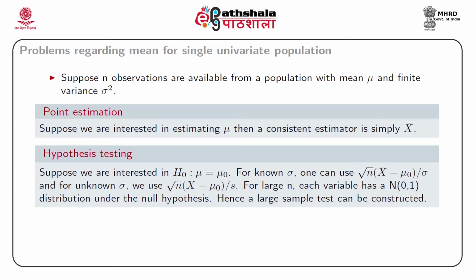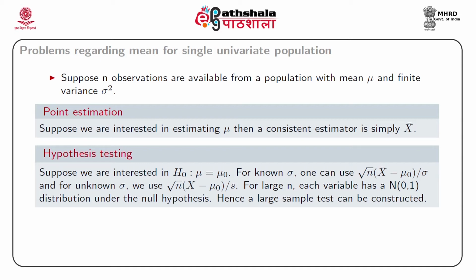Actually it follows from Slutsky's theorem that under certain conditions s converges in probability to sigma, and therefore asymptotically the statistics square root of n multiplied by x bar minus mu naught by sigma and square root of n multiplied by x bar minus mu naught by s are equivalent. However, if sigma is unknown, we need to use the latter statistic. So for large n, each variable has a standard normal distribution under the null hypothesis, and hence a large sample test can be constructed using this statistic.